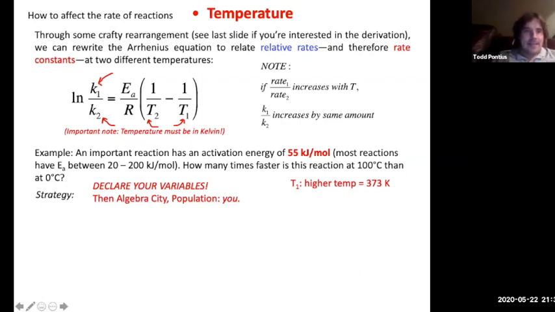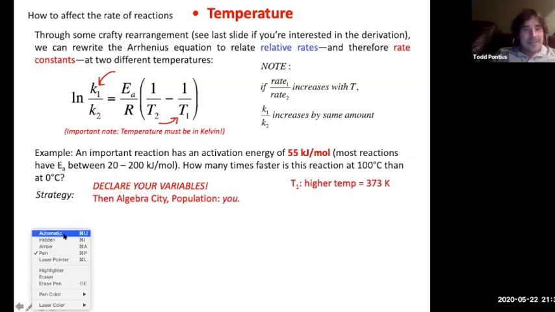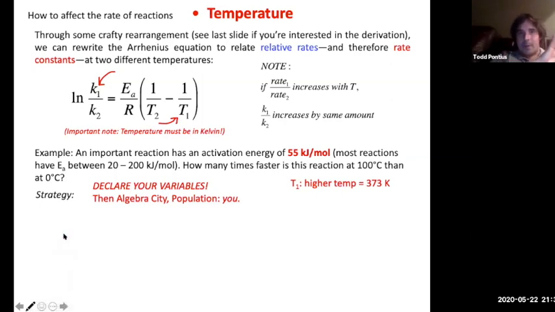If that's the case, since we know that reactions will always go faster at higher temperatures, that means that we want K1 to be the higher rate constant, because we want to know how many times faster K1 is than K2. So that means that we want T1 to be the higher temperature. So whenever I do problems like these, I always start by writing out T1, the higher temperature, and I calculate in Kelvin. Remember, you can take degrees Celsius and just add 273 to it. So it's 373 Kelvin. T2 is our lower temperature, 273 Kelvin. Nice.